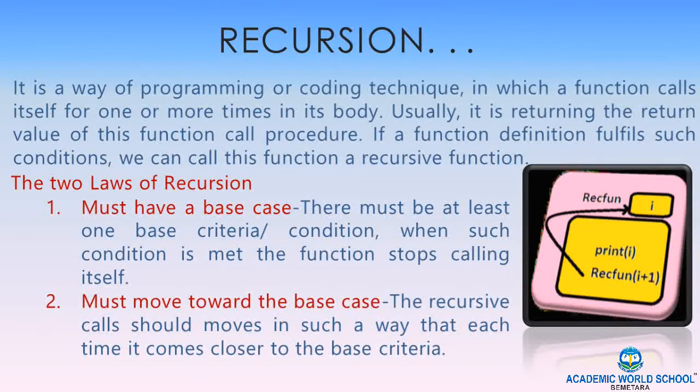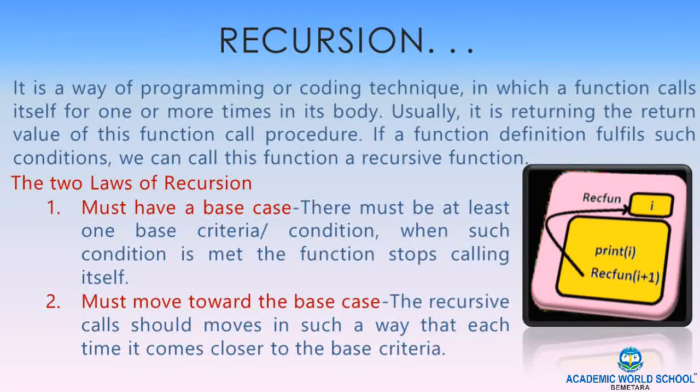The function, at the time of calling, has a returning statement in the function call itself. In that case, the function keeps calling itself again and again until the base condition is fulfilled. If a function definition fulfills such a condition, we can call this function a recursive function. Such a function which calls itself is known as a recursive function.